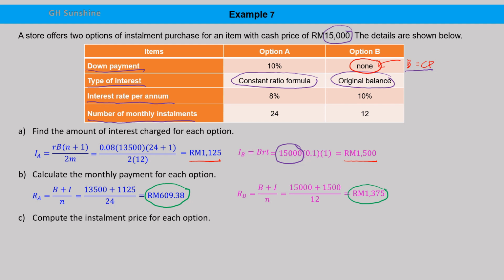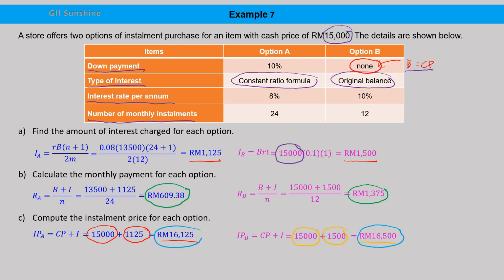Compute the installment price for each option. So here I use this formula CP plus I means cash price plus interest amount. Substitute cash price 15,000 then interest amount. Therefore, the installment price for option A equal to 16,125. Next, installment price for option B. So here cash price equal to 15,000. Next, the interest amount equal to 1,500. Therefore, the installment price for option B equal to RM16,500. So this money or amount of money needed using option B here is higher than option A.